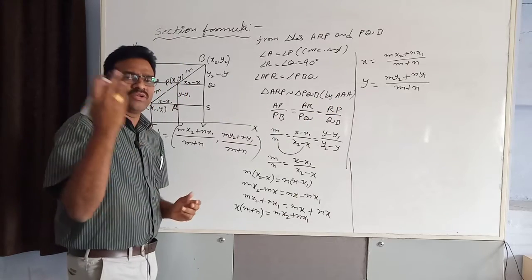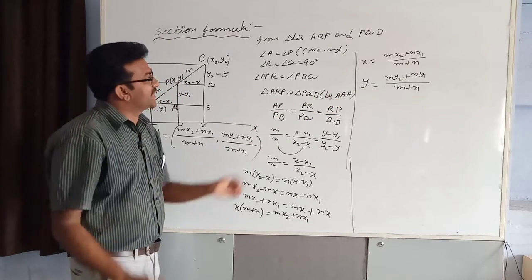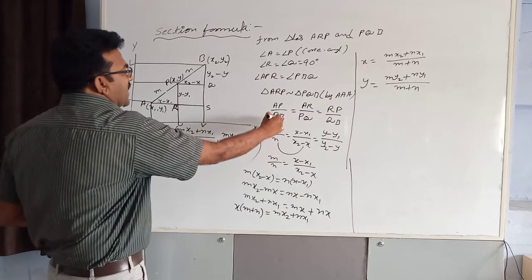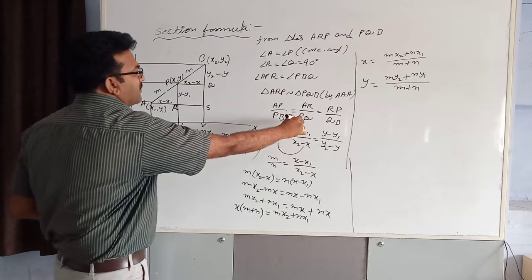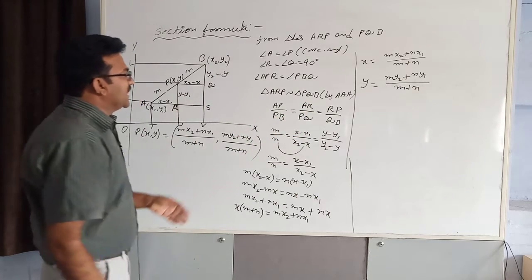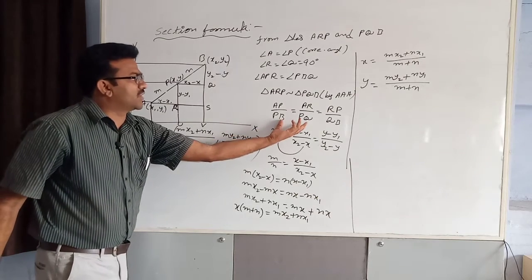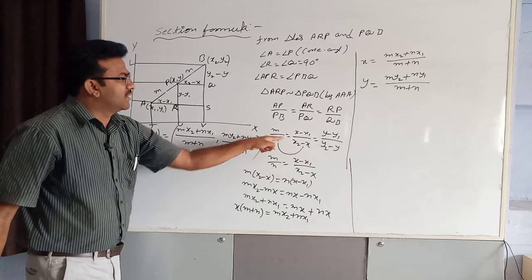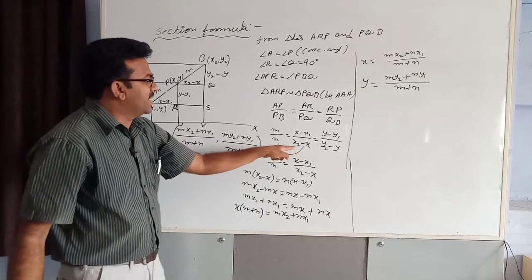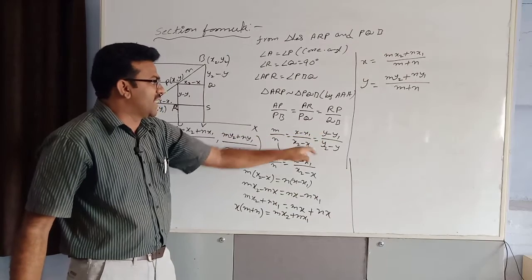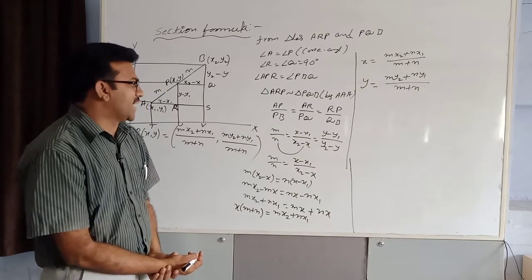If any two triangles are similar, their corresponding sides are in the same proportion. That means AP by PB is equal to AR by PQ is equal to RP by QB. So finally we are going to replace those lengths: m by n is equal to x minus x1 by x2 minus x, that is equal to y minus y1 by y2 minus y.